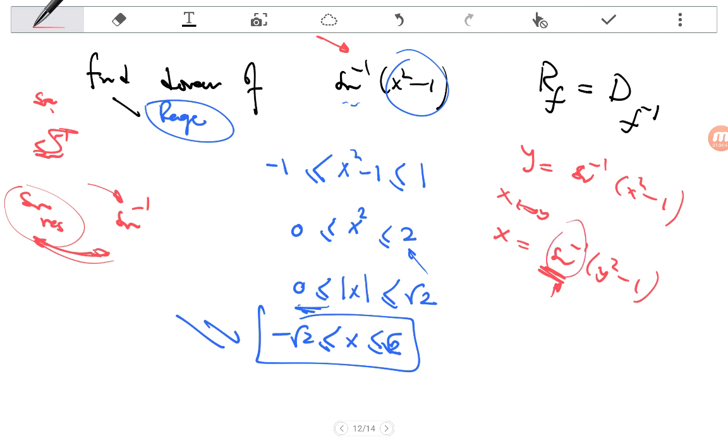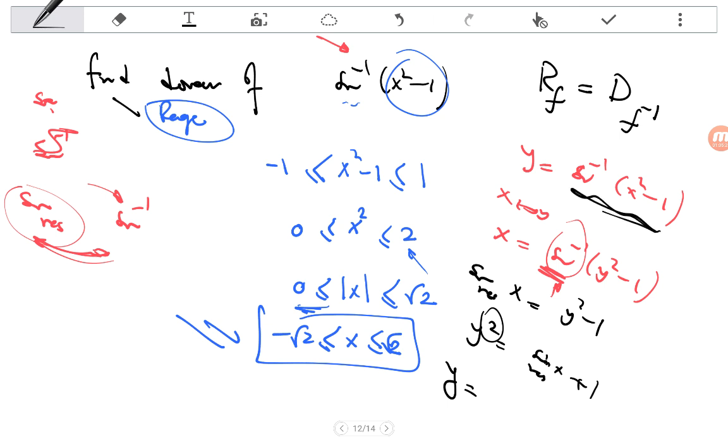So, how to get rid of this? I will take sine restricted on both sides. So that will be sine restricted of x equal to y squared minus 1. And that will be y squared equal to sine restricted of x plus 1. Now I take the square root of that y. Will I take the positive root or the negative root? I'll take just the positive.